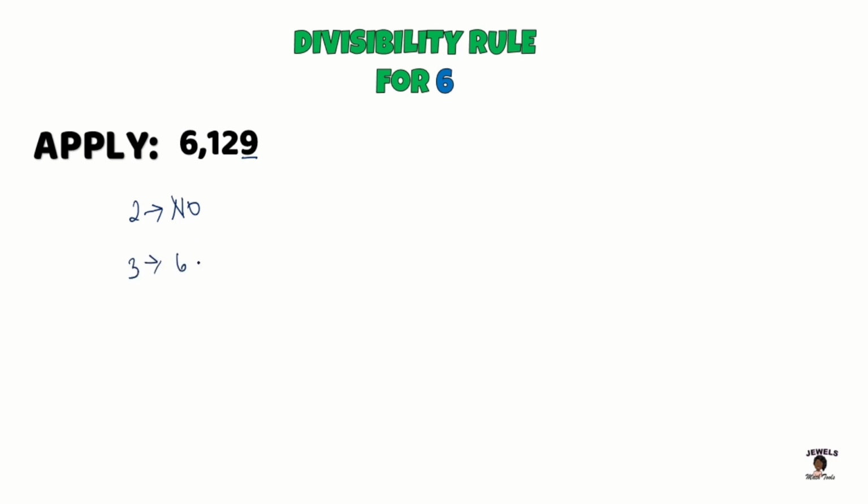So we have 6 plus 1 plus 2 plus 9, and 6 plus 1 is 7. 7 plus 2 is 9, and we know that 9 plus 9 will equal 18. So for 3, in this case, it is a yes. So this number would be divisible by 3. But again, it's not divisible by 2. And remember, for the rule to apply, it has to be divisible by both 2 and 3 at the exact same time.